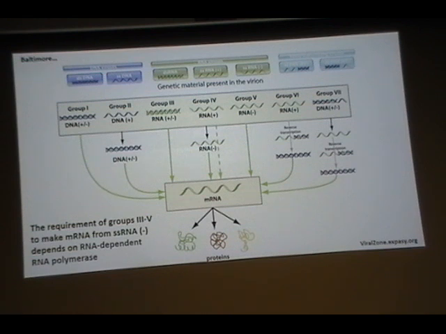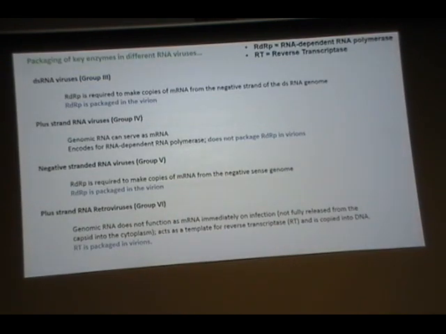And then the last group are the retroviruses, which use an enzyme called reverse transcriptase to use that RNA genome to make a DNA copy that then goes into the nucleus, gets inserted into the host genome, and from there you can make message just like you would from any old DNA that's in the host. So these are the different ways of making messenger RNA. That's what the Baltimore system is all about.